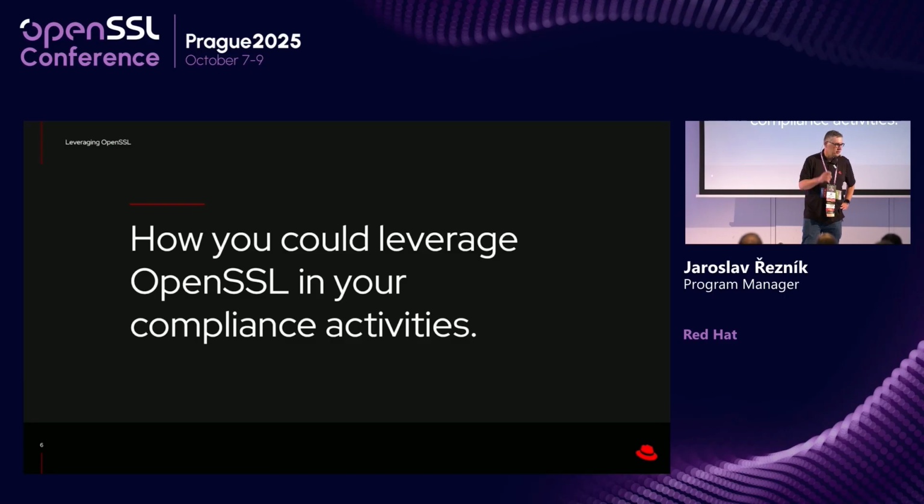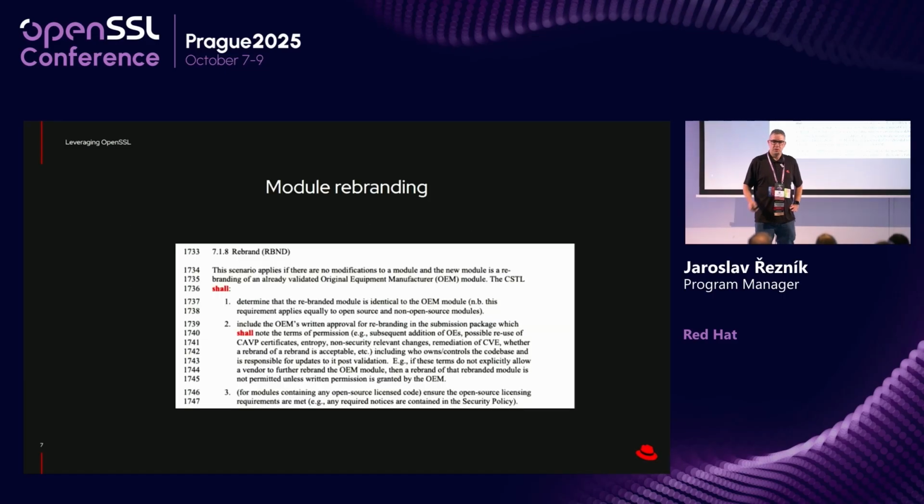Okay, so how could you leverage OpenSSL in your activities? One thing that exists is so-called module rebranding. Module rebranding is when you take an existing FIPS certificate, go to the vendor that has it, and ask them, if there are no modifications or changes, you can take that FIPS certificate and rebrand it under your name, with some limitations and some issues I will talk about later. This is the exact citation of how rebranding works.